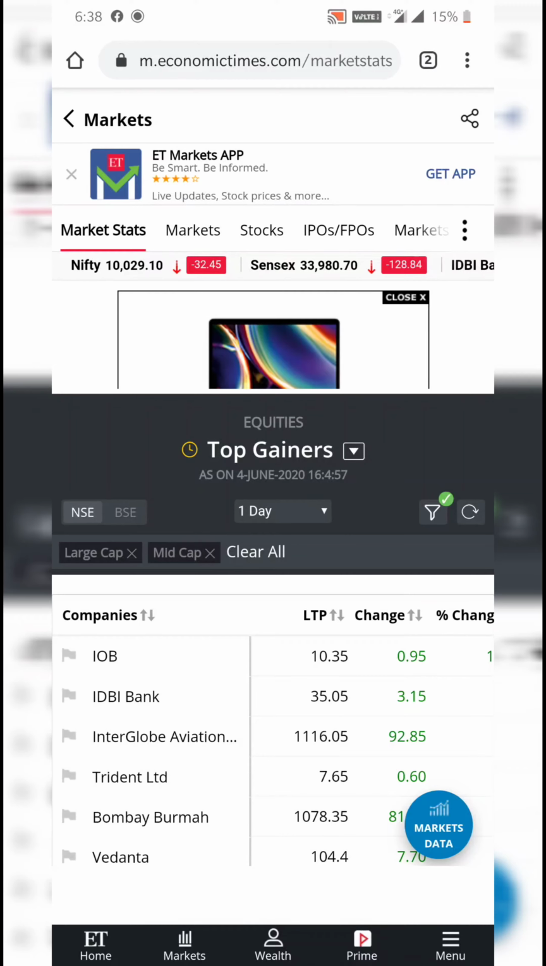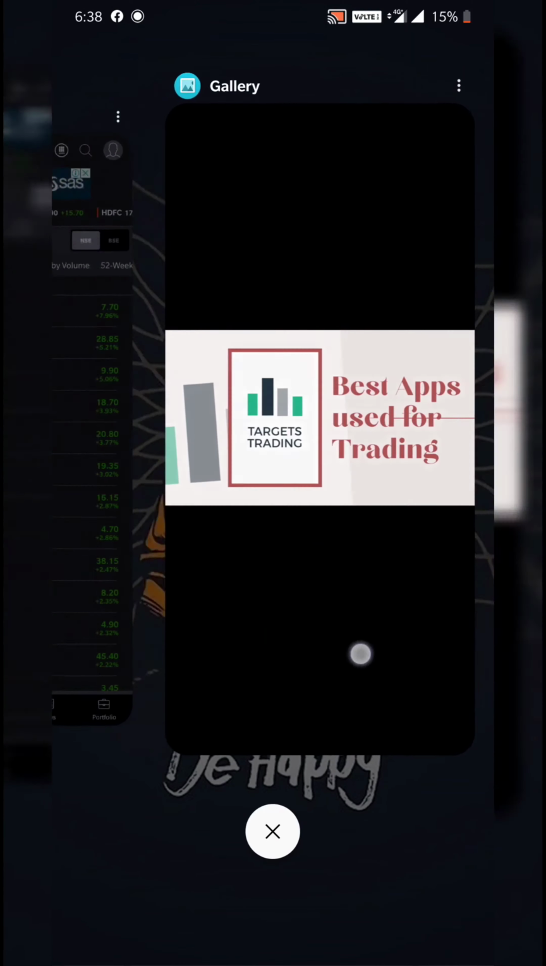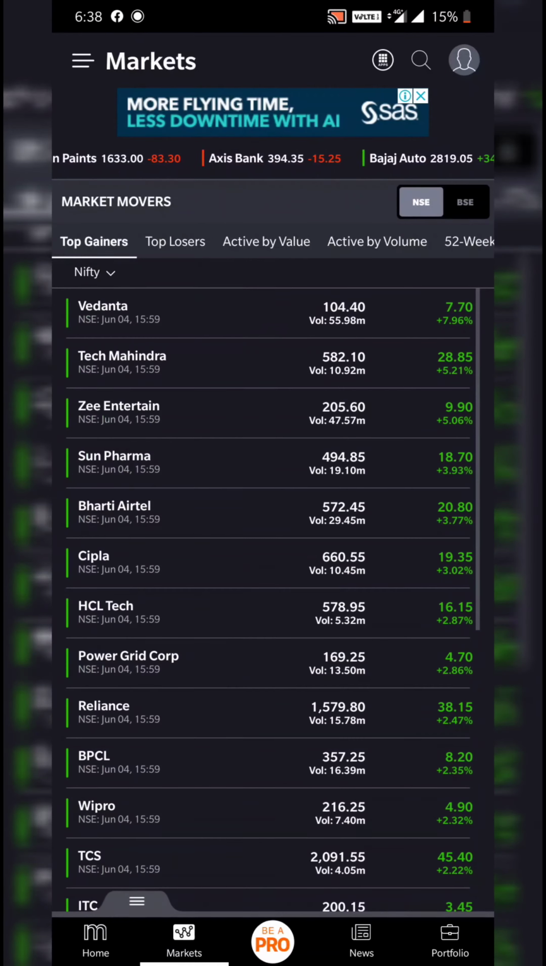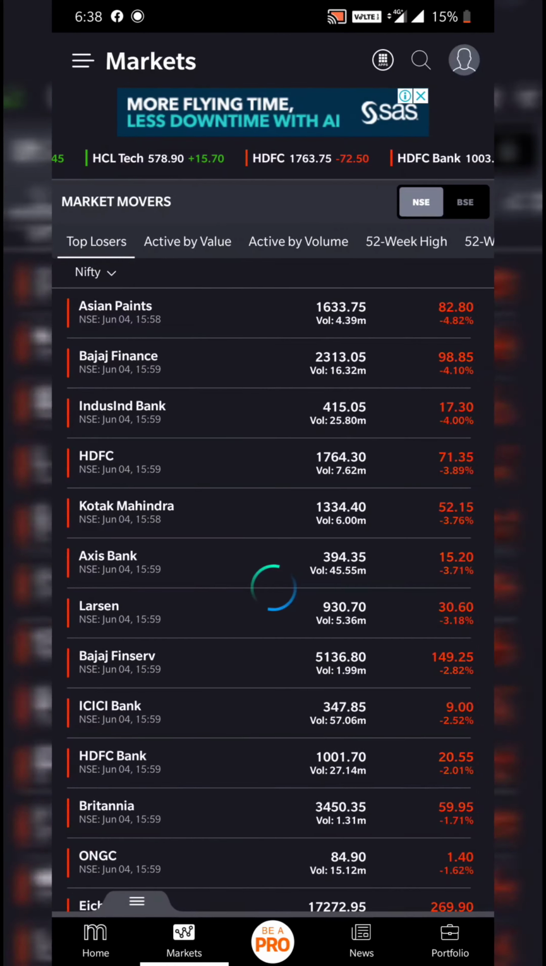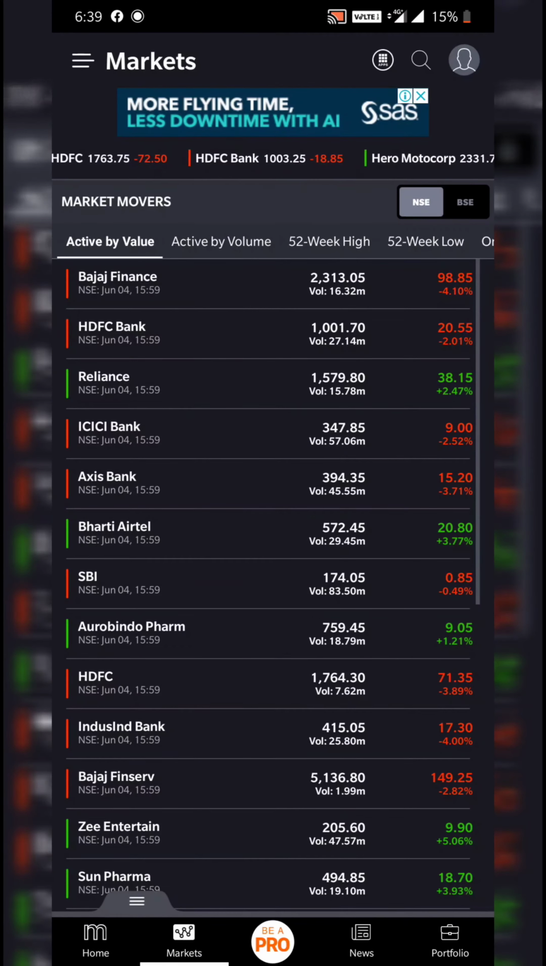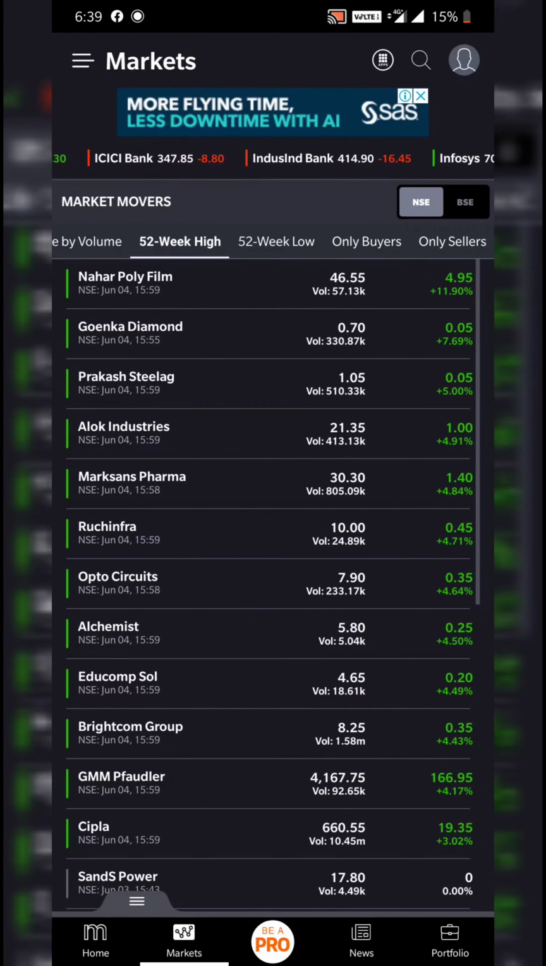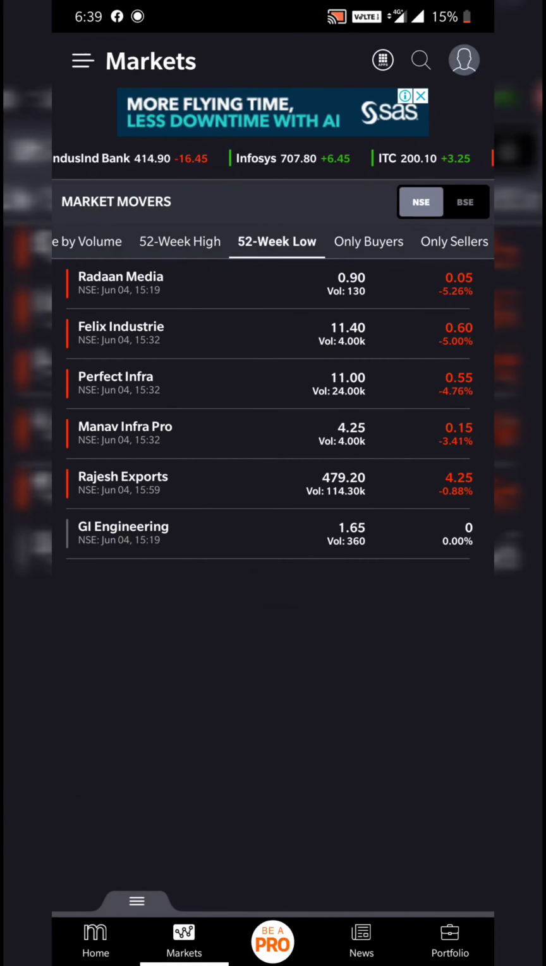And let us see which is the best app which we will be using for the studies to trade. Money Control, guys. This is none other than Money Control. This is the app which we will be using for market studies for trading, guys. In this app, as you can see here, you will get top gainers, losers, and the stocks which are active by value and active by volume, the stocks which have made a 52-week high, and the stocks which are at a trading low.